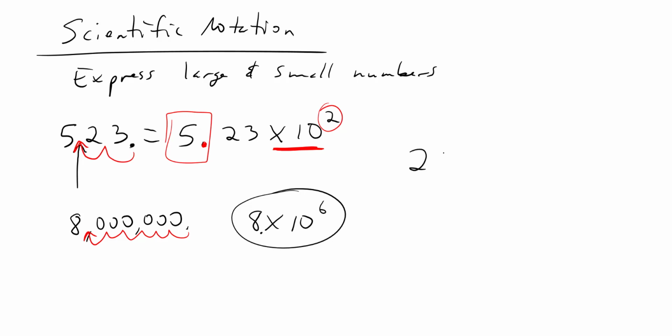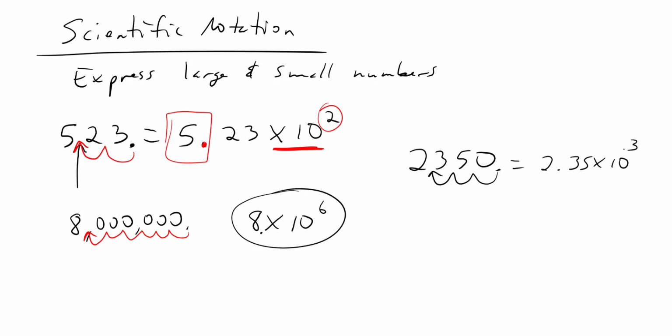Okay, 2,350. This decimal starts here, and how many places? I'm going to move it over 1, 2, 3 places. So that's 2.35 times 10 to the third power.